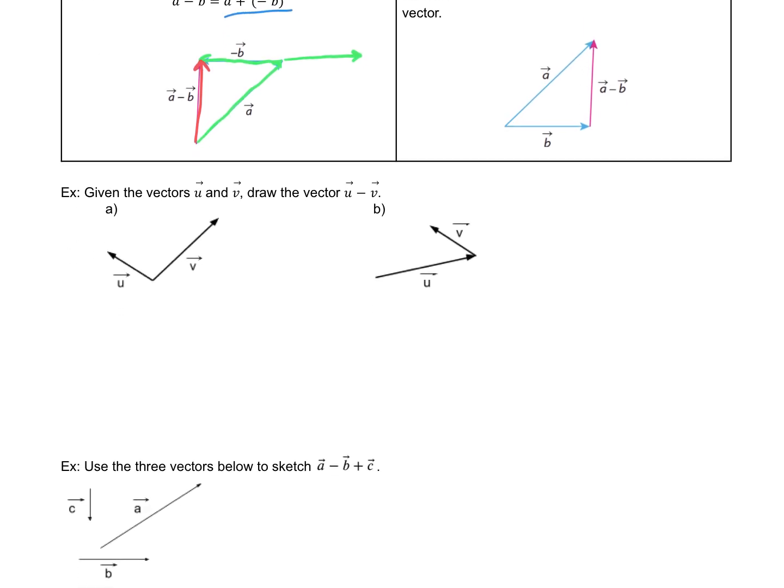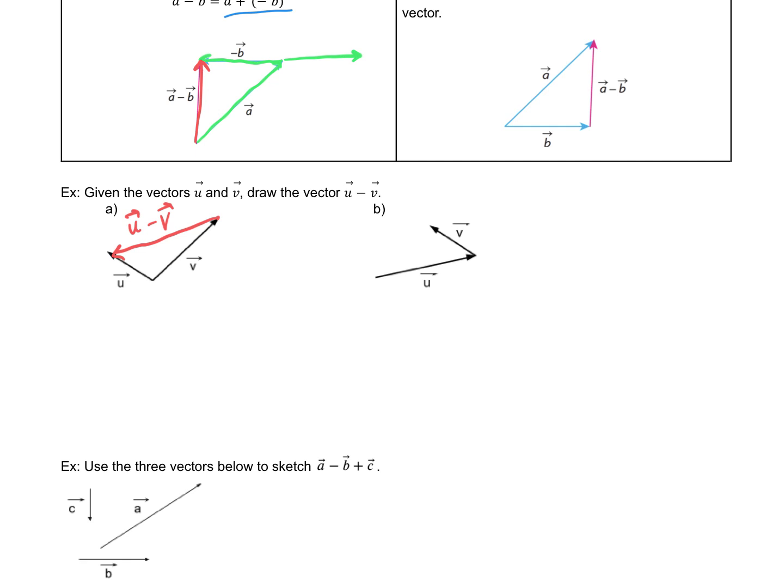I have two vectors, U and V, and in each scenario I want to find U minus V. So in our first one, our vectors are lined up tail to tail. So I'm going to use that triangle law where I'm going to go from the head of one to the head of the other. Because I'm doing U minus V, I have to start at my second vector. So I'm going to start at V and head towards U. And this is our subtracted vector.